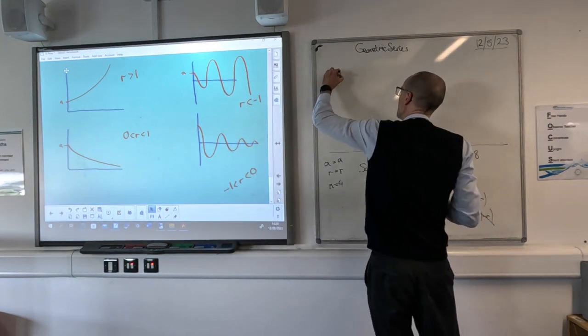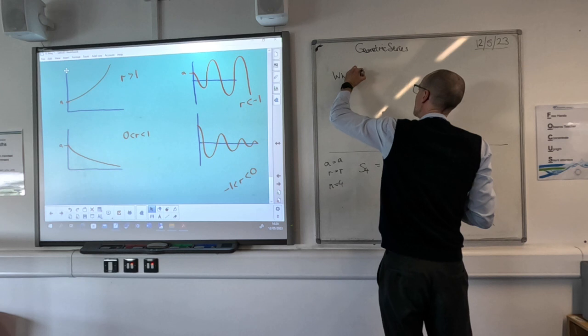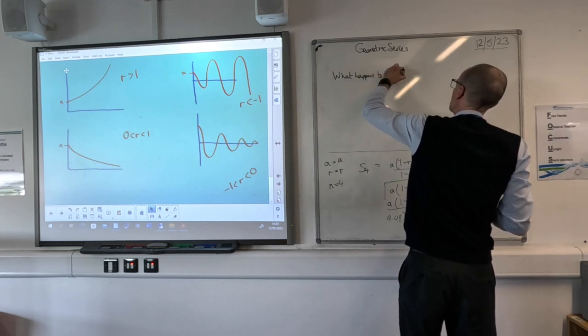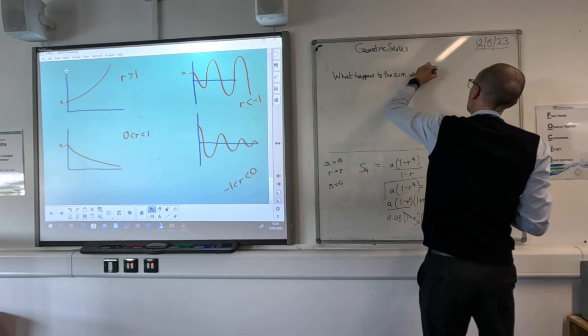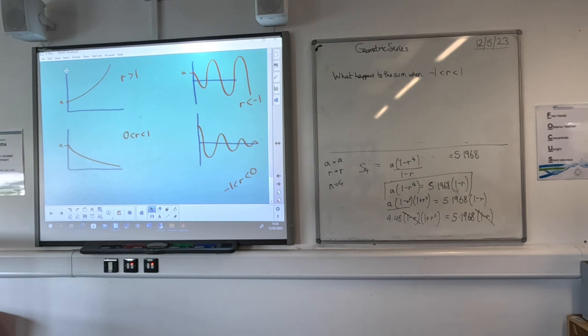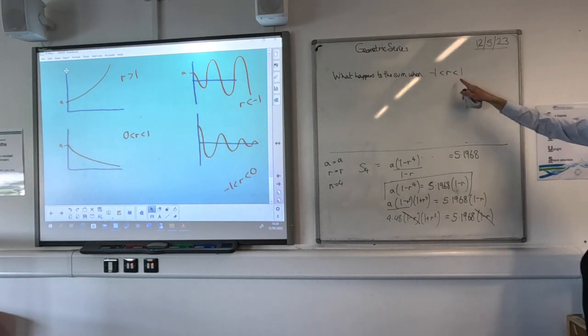Okay, so this is my question. What happens to the sum when r is between -1 and 1? When it's a sequence that's getting smaller, albeit one where it's positive and negative or just a normal one.